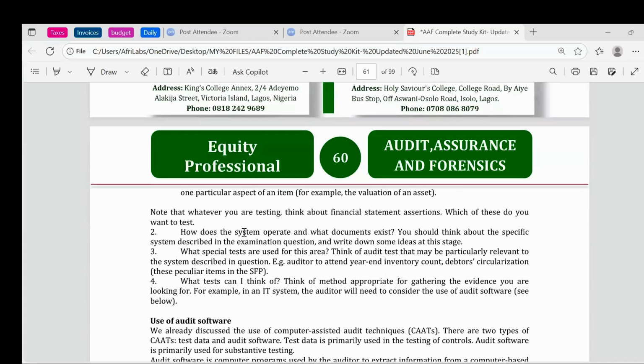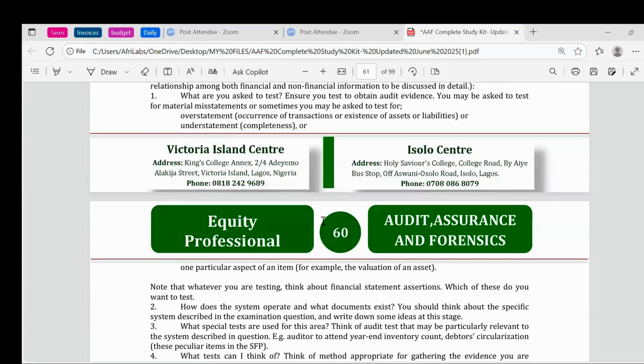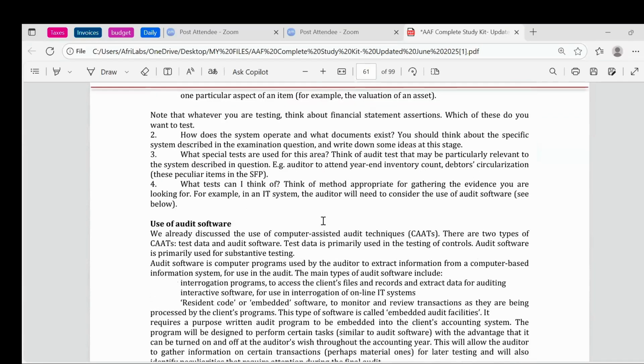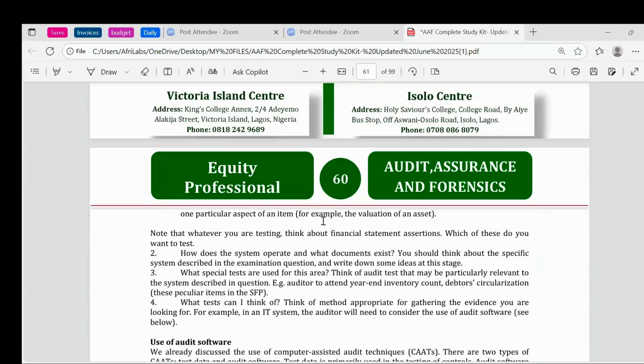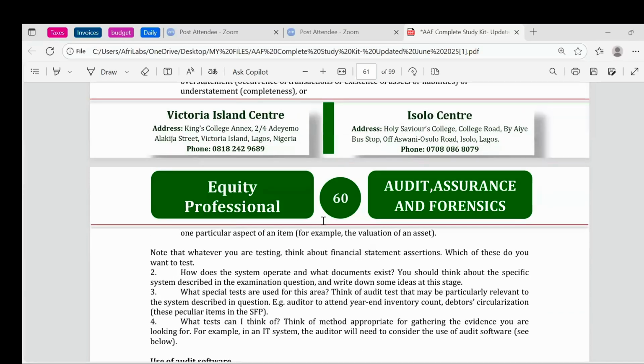So moving on, they said number 1, note that when you are testing, think about the financial statement assertions. I told you, which of them do you want to test? Number 2, what system does the entity operate? What documents exist? Think about the system that has been given to you. Number 3, what special tests are used for this area? A bonus point, where students have issues: if they are giving you payroll, when you are testing for completeness for payroll, you have to add things like ensure that all statutorily required deductions for the year have been properly done.